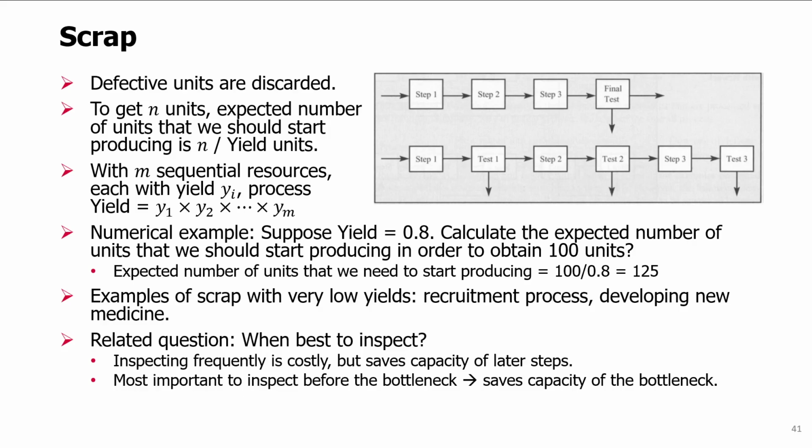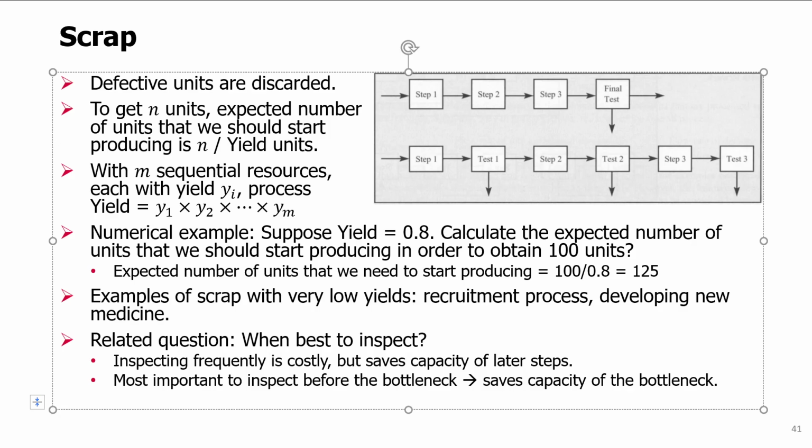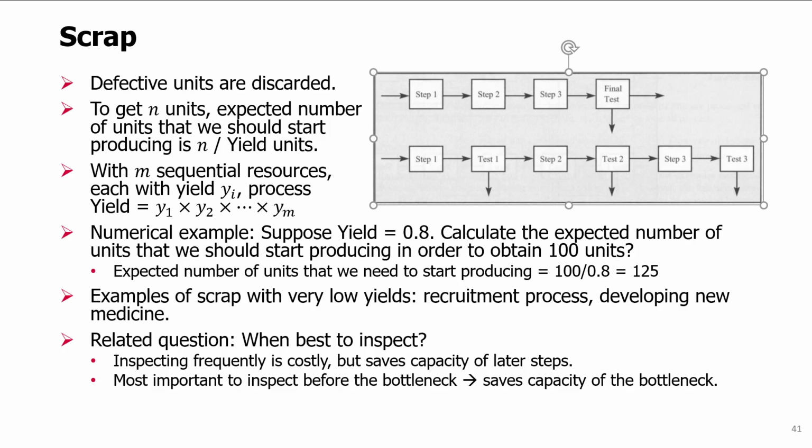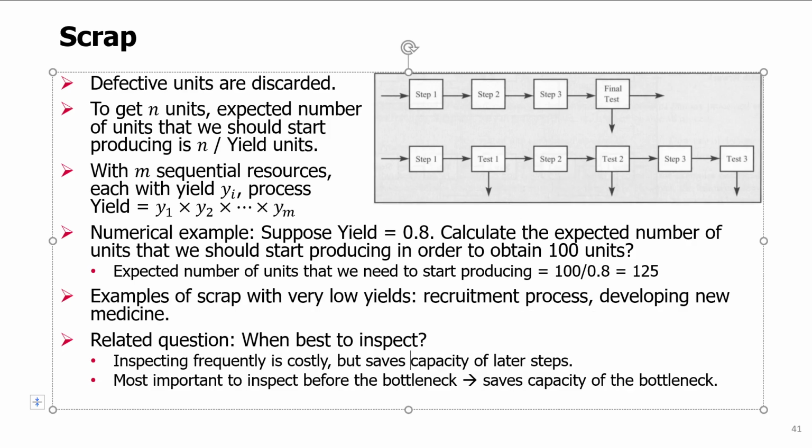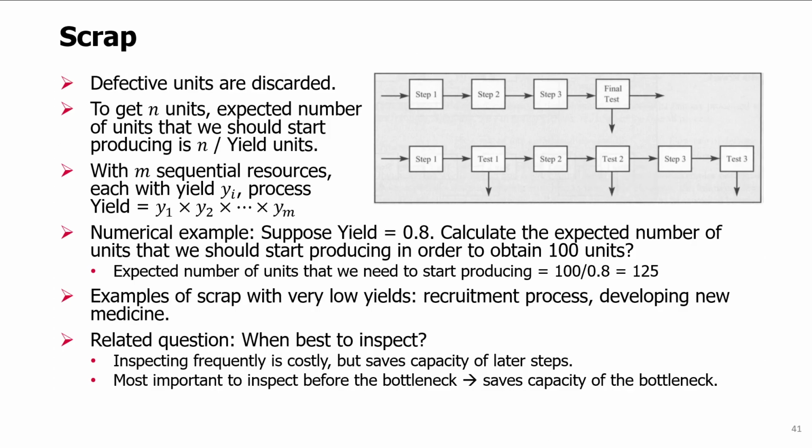So as I said earlier in this segment, the question still remains when to inspect. When is it best to inspect? And as we said, inspecting frequently is costly, like in the second example in this picture, but of course it saves capacity of later steps. The important observation is that if, let's say, step 2 or step 3 is a bottleneck, it's important to test before the bottleneck, because by that we might be able to save the capacity of the bottleneck and not waste it on units that are already known to be defective.